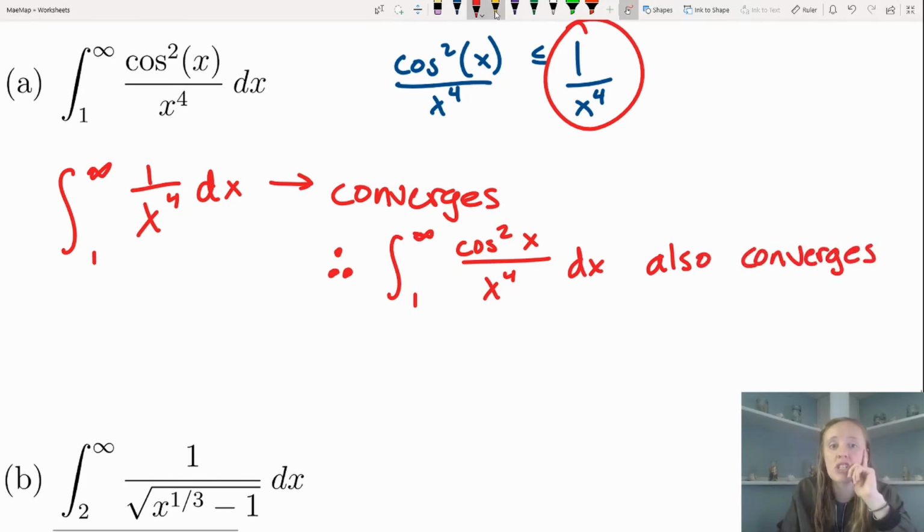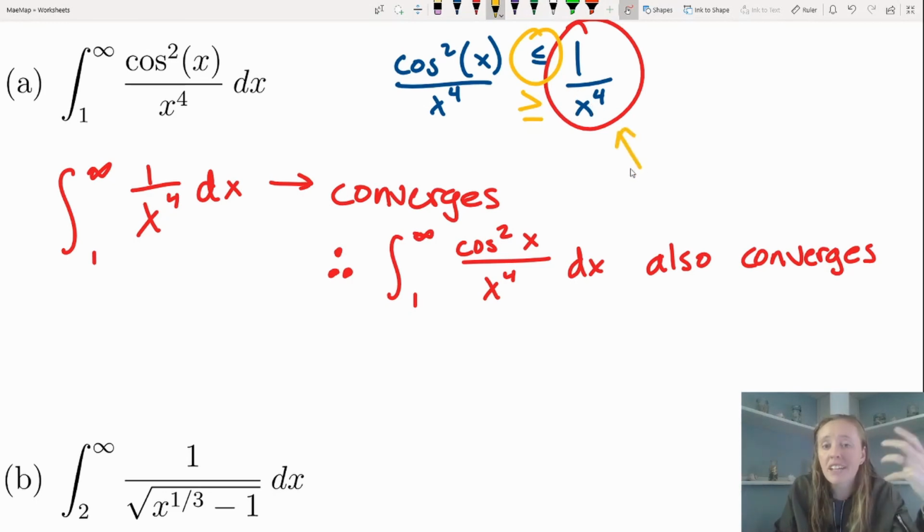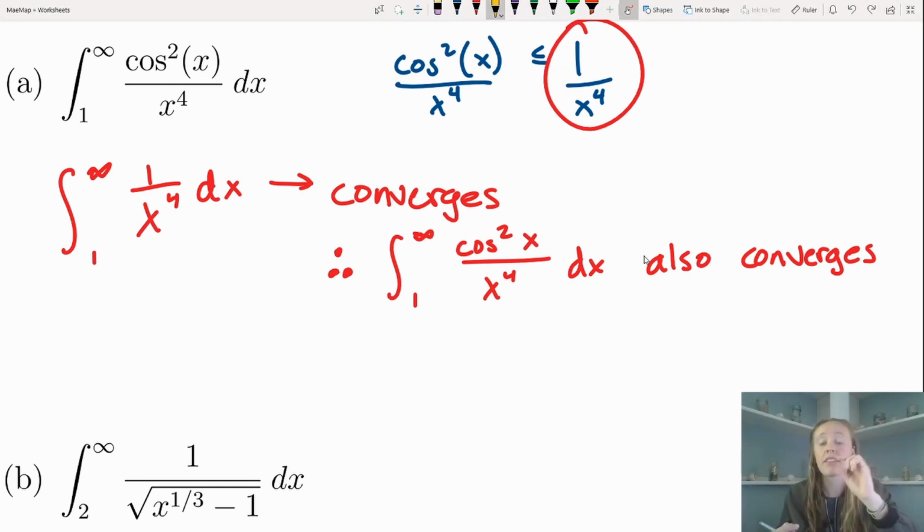Now, we would have an issue if this went the other way. If we said that cosine squared of x over x to the fourth was always greater than or equal to something that, when we integrated it, converged, well, if we're bigger than something that's converging, we could converge or we could diverge. So we wouldn't know exactly what to say. But because we're less than or equal to, and the function we compare it with when integrated converges, then the original function when integrated also converges.